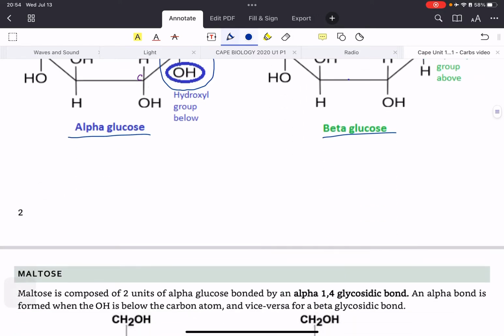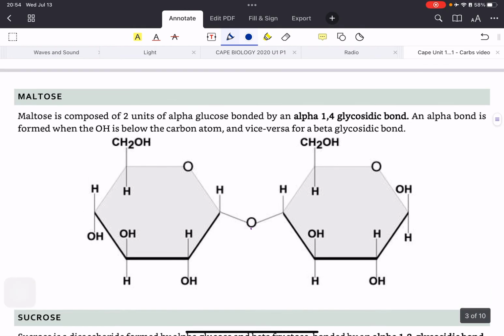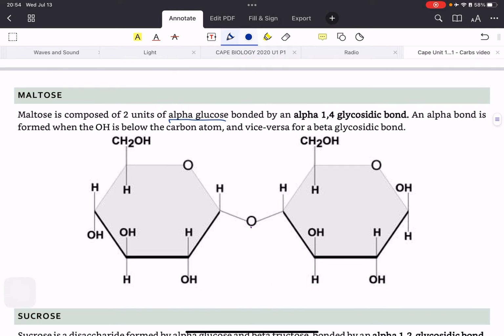Right. So let's take a look at a disaccharide, for example, maltose. So maltose is actually composed of two units of alpha glucose, right? And they are bonded by a special bond called an alpha 1,4 glycosidic bond. Very important terminology there to learn, right?